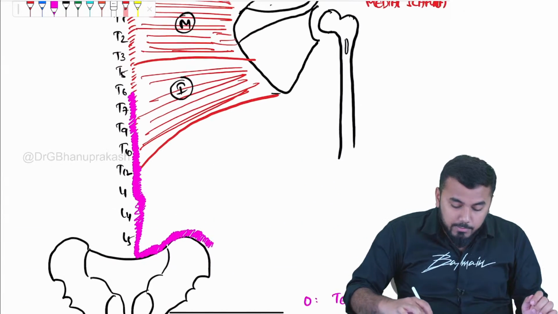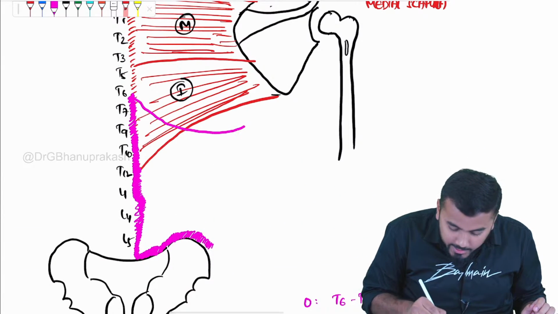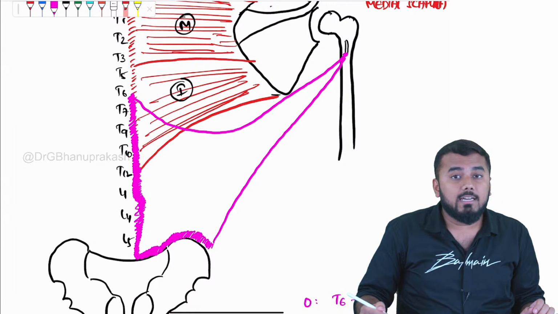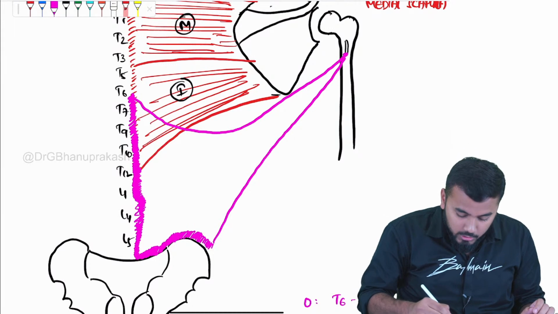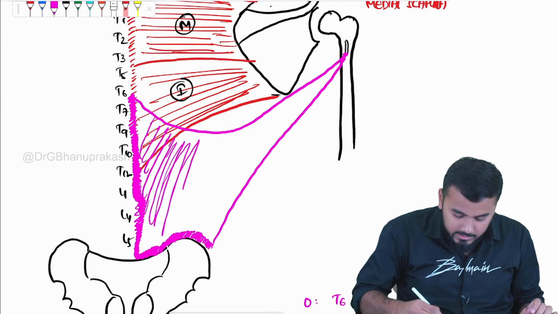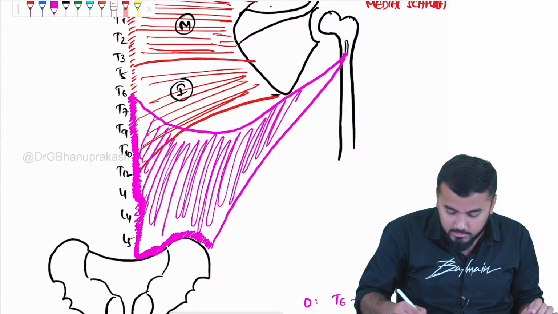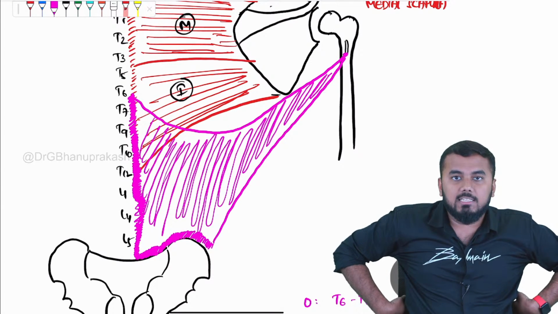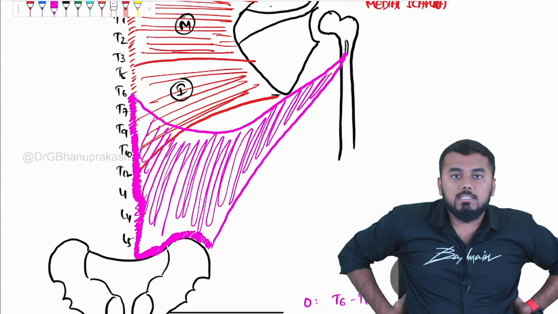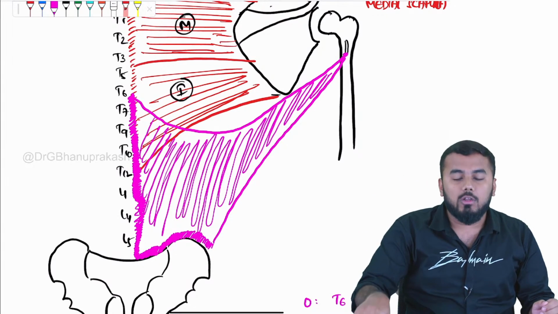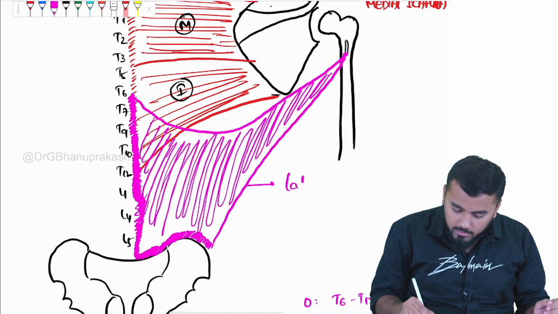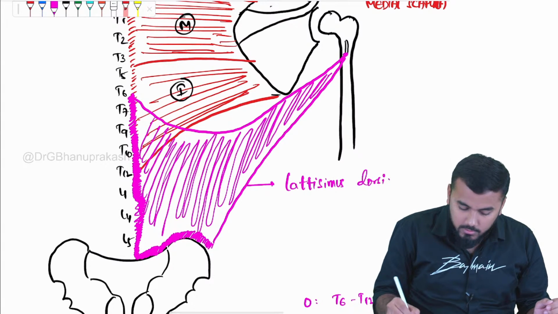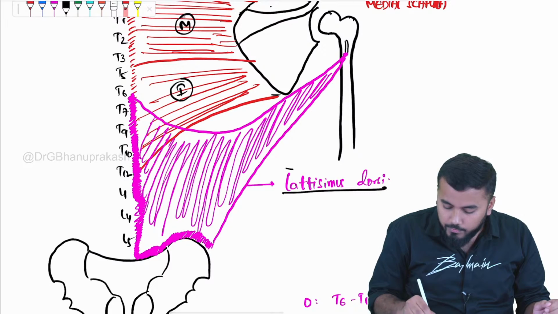Right? So this muscle goes all the way and attaches to your bicipital groove. This is the thickness of the muscle, the entire muscle like this, attaching to the bicipital groove. And this muscle is present on the dorsal side. You call it latissimus dorsi. Okay?